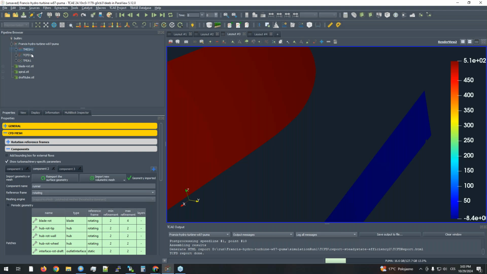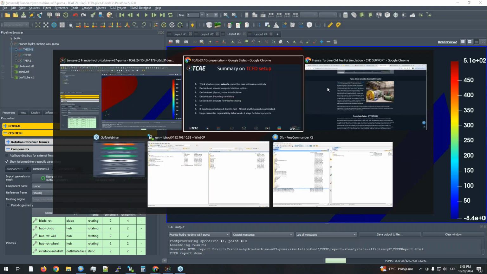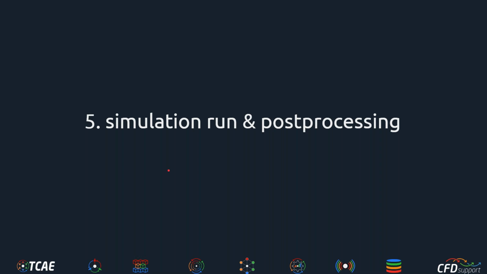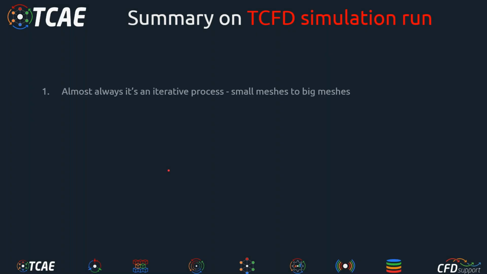And let me take a look back to the presentation. Yes, so it may look complicated, but it's not. As I mentioned before, almost anything can be automated. There's a huge chance that it could be, and if any work you did can be repeated automatically. So everything is just a matter of automation.